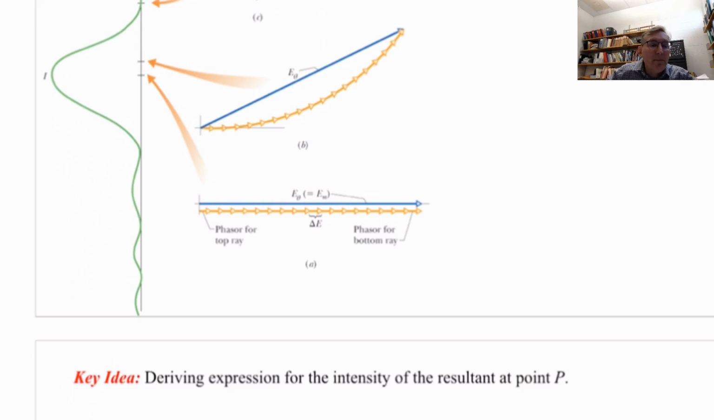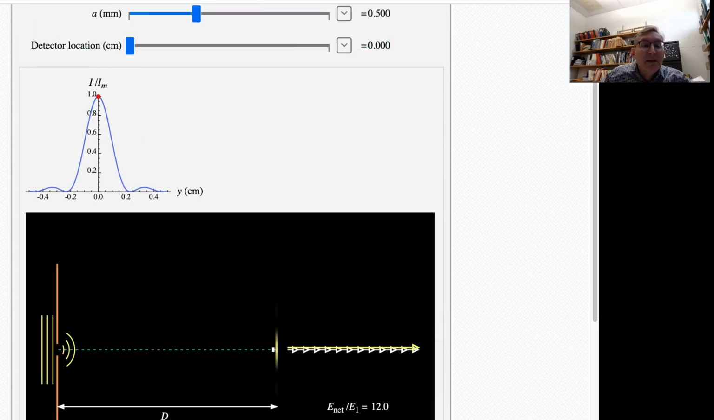Let me show you with a WileyPLUS animation the same thing in action. Okay, so here we have a side view of the screen with the slit. Then we go across a distance big D to a viewing screen, which you can't really see because we're in the dark. But you can see on the viewing screen the bright central maximum directly across from the center of the slit. You can see the diffraction of the wavefront as it goes through, the bending.